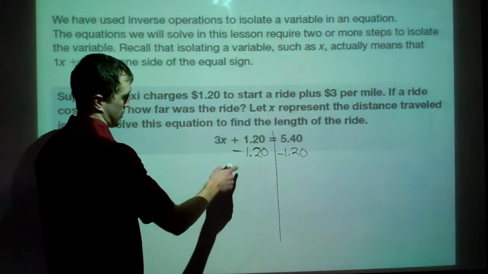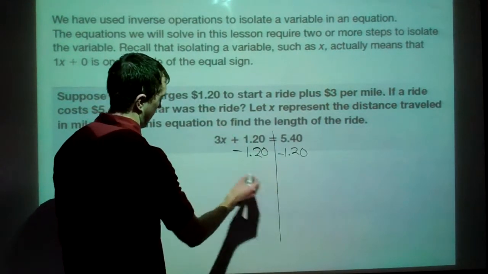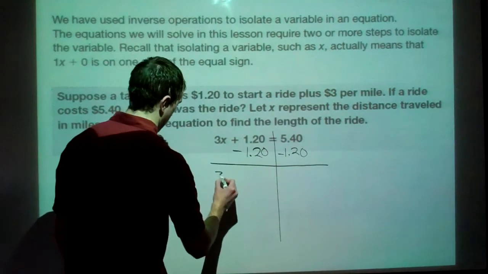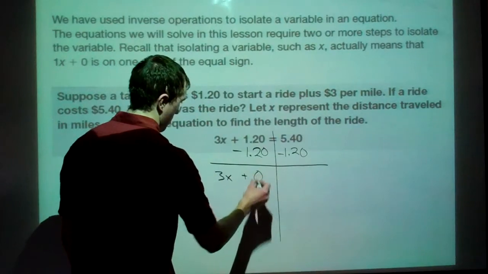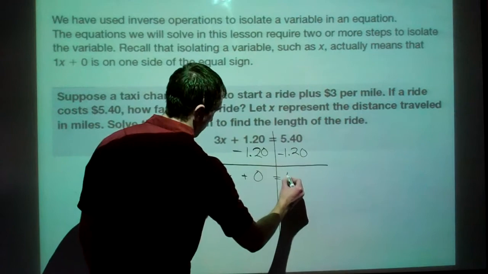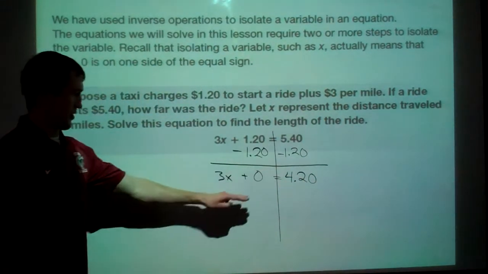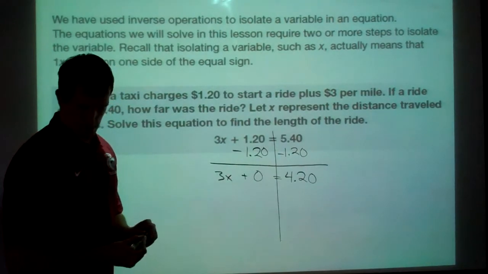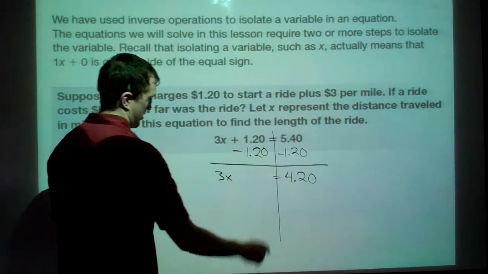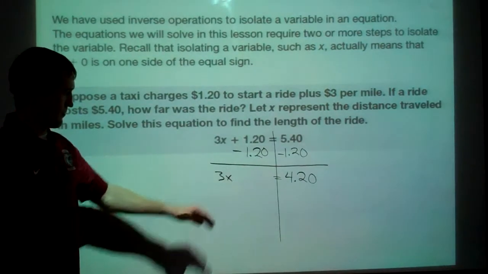And what that does is $1.20 minus $1.20, they just go away. They cancel out. So we're left with 3 times x plus 0. And that equals 4.50 minus 1.20, which is 3.30. Okay? Now remember, plus 0 doesn't do anything. Plus 0 is still 3x. Because if you add 0 to something, it doesn't change it. And remember, our whole goal is to get x by itself.